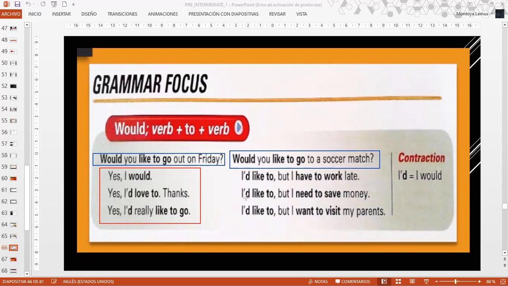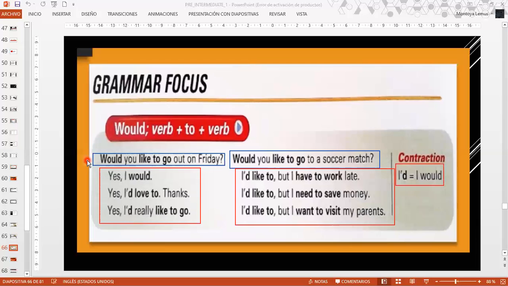But when you are going to refuse or decline the invitation, you can respond in these ways. I'd like to, but I have to work late. I'd like to, but I need to save money. I'd like to, but I want to visit my parents. Okay? And remember that I'd is the contraction for I would. Okay. Let's practice this. Turn on your microphones, please, and let's practice these questions and responses.